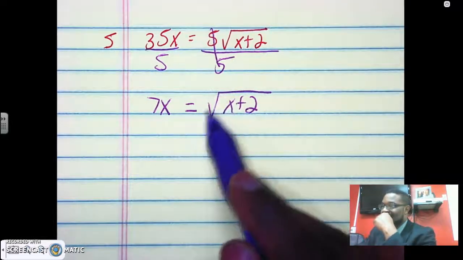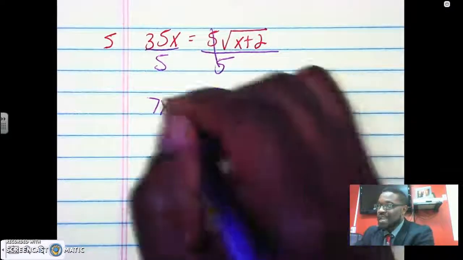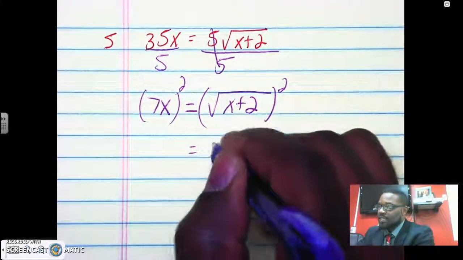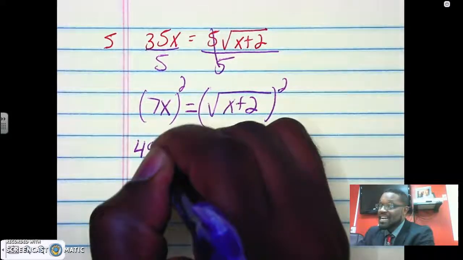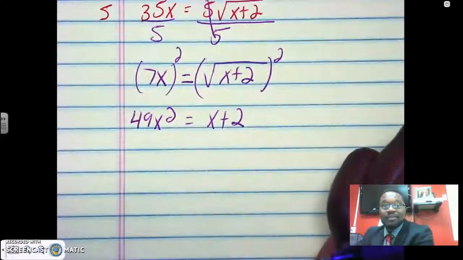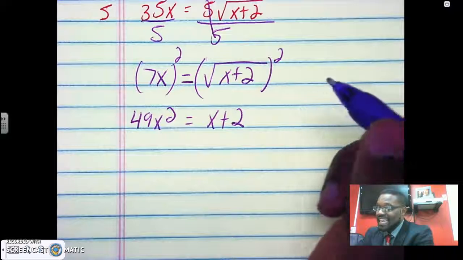What's the index again? 2. The index is 2, so therefore that's what I use to raise both sides to. And so this becomes x plus 2, and this over here becomes 49x squared. Both of those get raised to the second power. Okay, not just the 7, but the 7 and x.